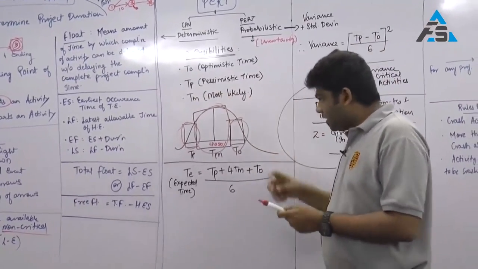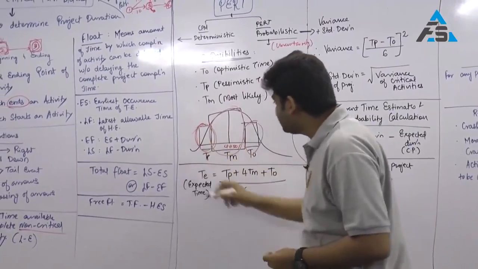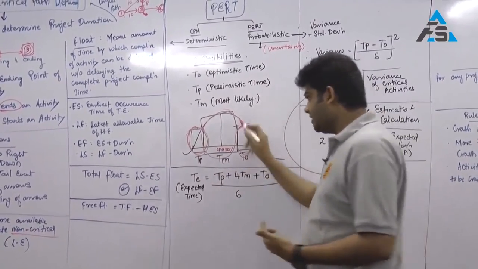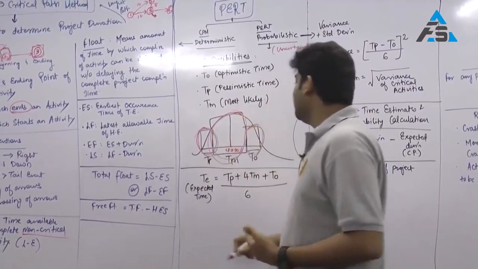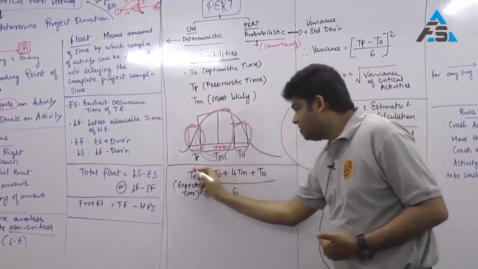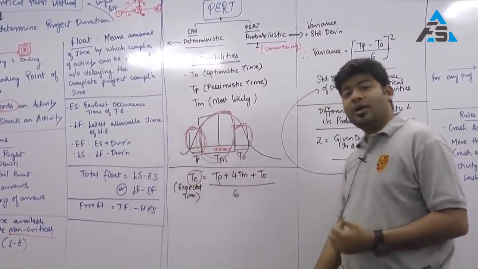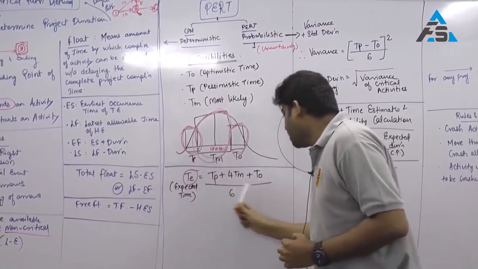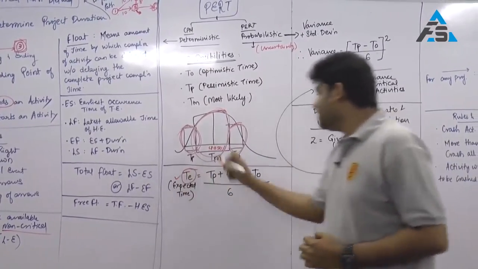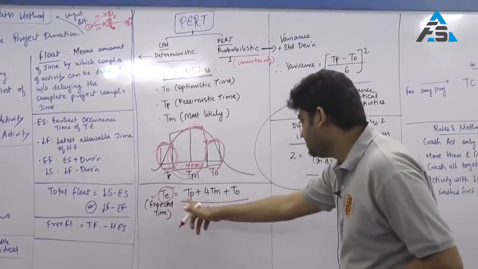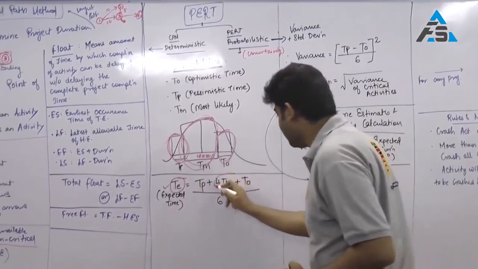Now pessimistic time has a little chance, optimistic time has a little chance, the majority chance is that of TM. So therefore a combination of TP, TM and TO will give us T, which is also called the expected time, which is (TP plus 4 TM plus TO) upon 6. This is nothing but my expected time called TE. So T is equal to TP plus 4 TM... Why 4 TM?